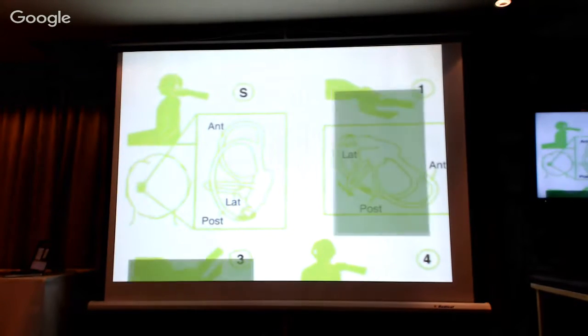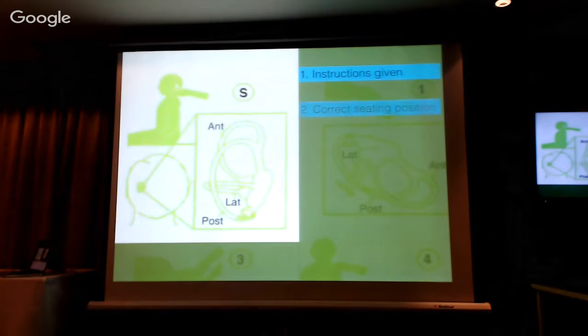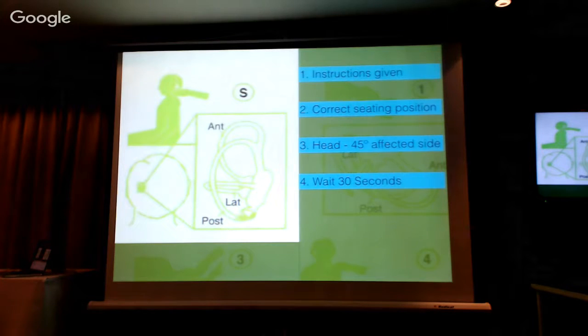In the seated position, we need to use the instructions like before. Seat the patient in the correct seated position. Turn the head 45 degrees to the side, wait for 30 seconds. That's it, very simple. And in this situation, it may be easier for the examiner to come to the end of the couch, because now we have to turn the head. It's slightly difficult from the side. So come to the end now. And that's the first step, seated.